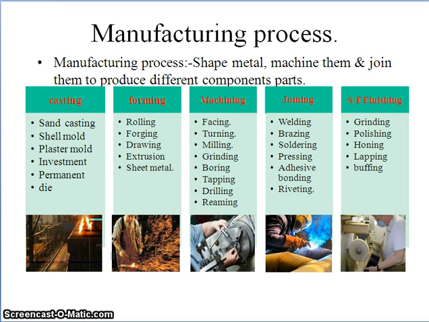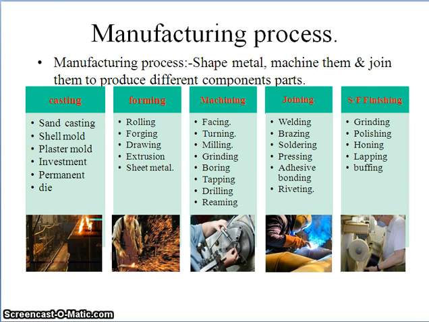The second type is the shell molding process, in which the mold is made from a shell. Then the plaster molding process, in which plaster molds are used. Then the special casting processes: the investment casting process, in which the molds are made from wax; the permanent die casting process, which is categorized into hot chamber die casting and cold chamber die casting; centrifugal casting process, squeeze casting process, etc.